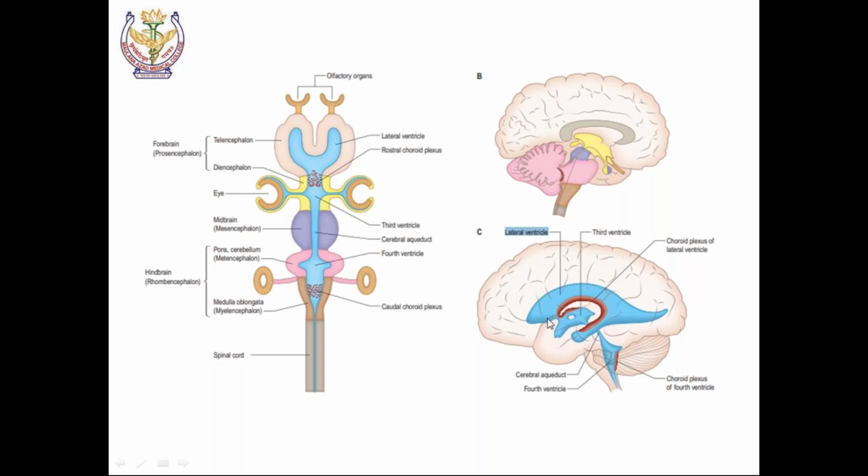And this is again the same diagram which we referred to before, that is the anterior horn, body, posterior horn, inferior horn, and this is the diencephalonic cavity, the third ventricle. So that is how the ventricles have come into place.